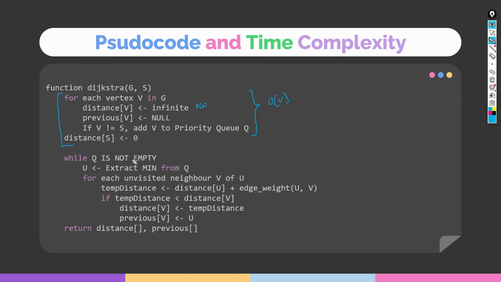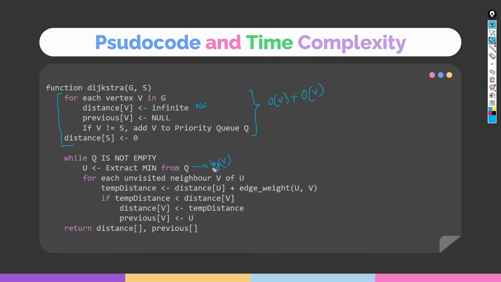Now we are using a min heap here, so it will require a heap function. For building a heap, we know that it requires O of n time, which is O of V here, because we are dealing with vertices here. Now for the extract min, we know that extracting a value from a min heap requires log V time.